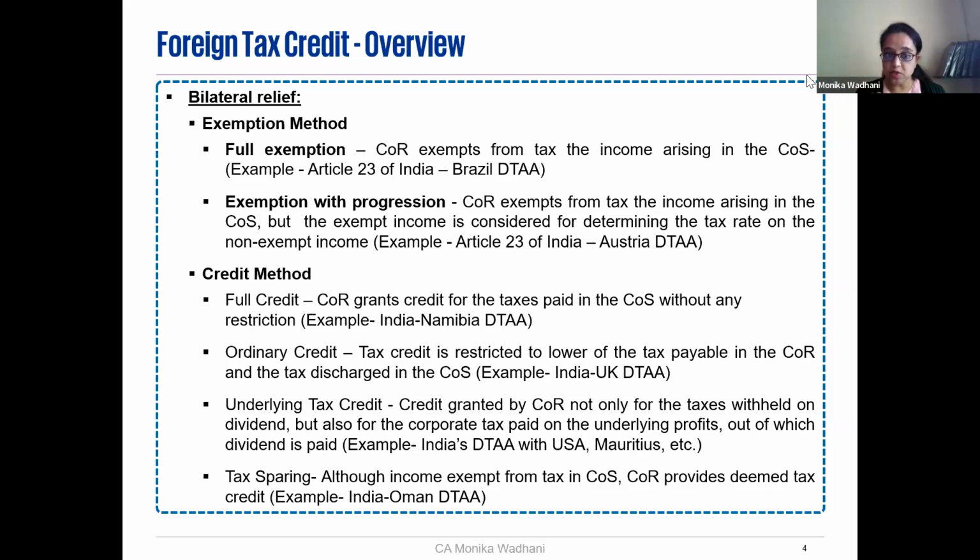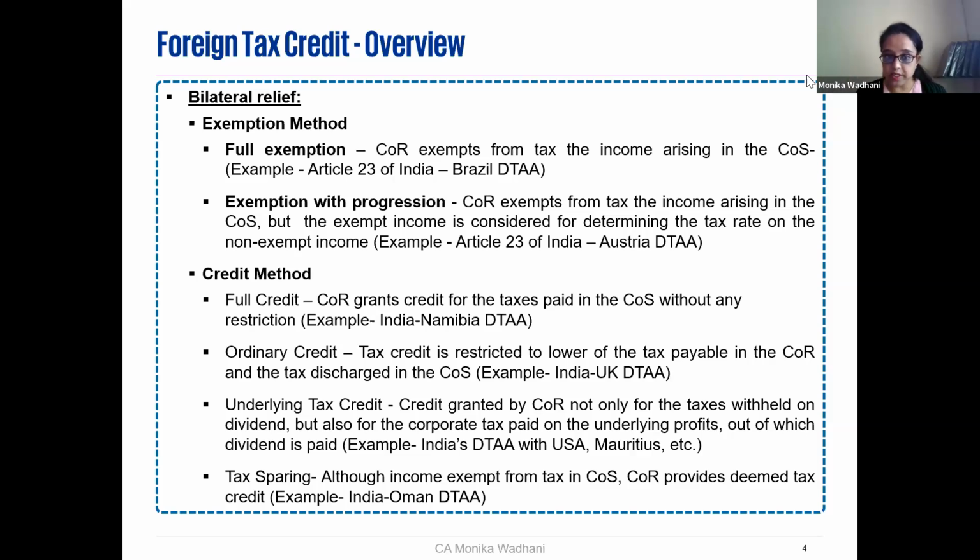Another method is the ordinary credit method. This method is largely followed in Indian treaties, which are based on UN models. Also, the MLI, which has been introduced, also lays down the ordinary credit method and takes away the benefit of the exemption method in a couple of the treaties.